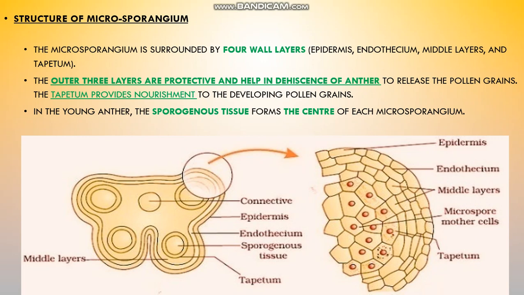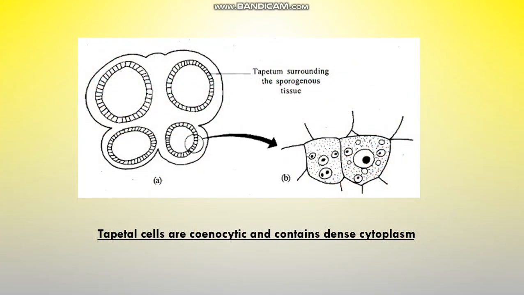So microspore mother cell, we can also call pollen mother cell or microsporocyte, or we can also call them meiocyte as they divide by meiosis. Cells of tapetum consist of dense cytoplasm and they are coenocytic, having multiple nuclei in them.